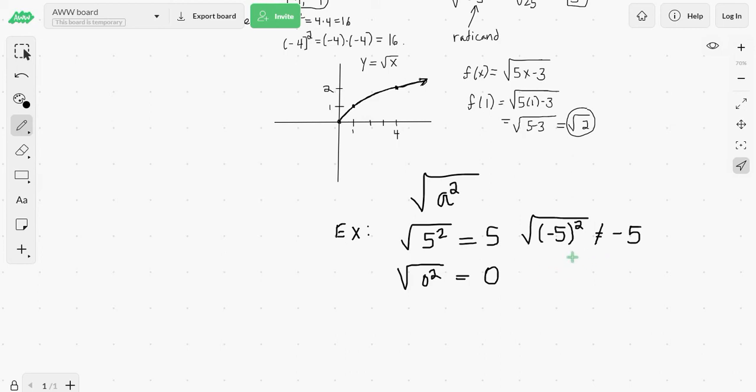But it does equal, let's think, we take the square root, we simplify negative 5 squared, we get 25. And we know that this is just the same thing as the square root of 5 squared, or this is just the same thing as positive 5. So note that whenever you take the square root of something, you've got to get a positive number. When you take the square root of something squared, that is, you have to get a positive number.